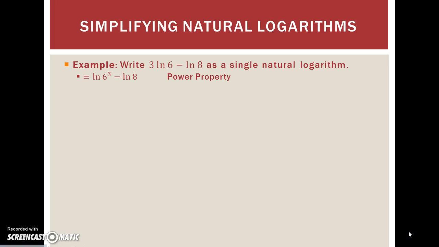First things first, we're going to use the power property. So we're going to take the 3 from out in front and move it to become an exponent. Then we're going to use the quotient property to rewrite those two natural logs as a fraction. And finally, we can simplify what is inside those parentheses. 6 to the power of 3 divided by 8 actually turns out to be 27. And that's our answer.